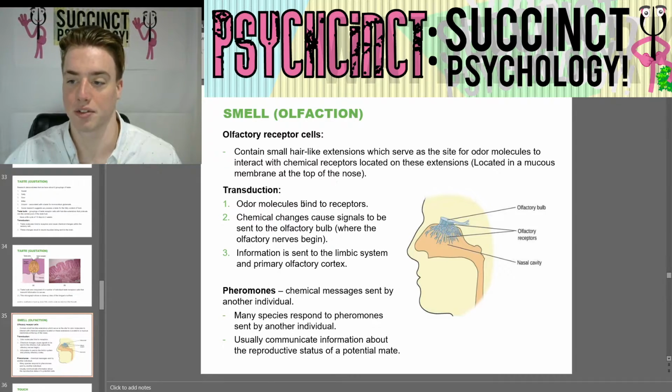So, transduction of smell. Odor molecules bind to receptors. Chemical changes cause signals to be sent to the olfactory bulb, right there, where the olfactory nerves begin. Information is sent to the limbic system and primary olfactory cortex. Now, pheromones are chemical messages sent by another individual. Many species respond to pheromones sent by another individual, and they usually communicate information about the reproductive status of a potential mate.